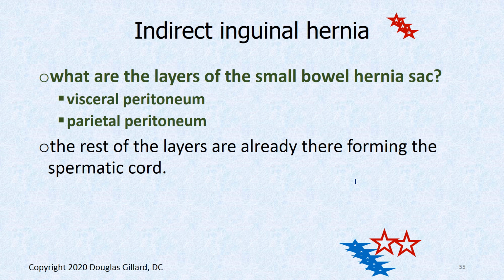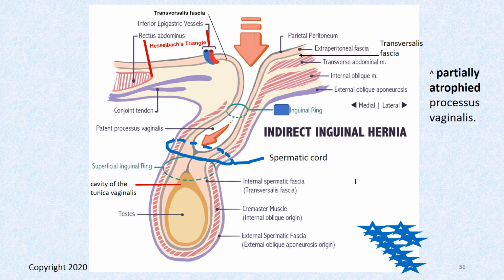What are the layers of the hernia sac on someone with an indirect inguinal hernia? Well, it's really only the peritoneal layers, because the intestine has visceral peritoneum around it, and you're now taking parietal peritoneum around it because you're going through the processus vaginalis. So those are really the only two layers around it. All the other layers are there, but those are part of the inguinal canal and spermatic cord anyway.